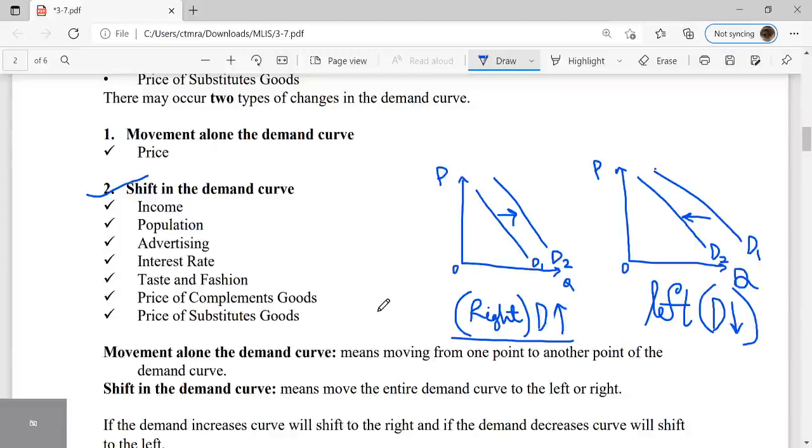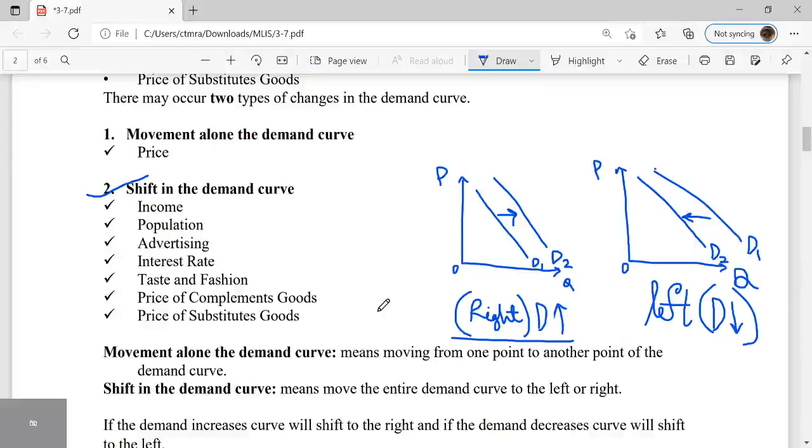Okay. Next, we have price of complementary goods. So complementary goods, or complements, are goods that are used together. Usually, we cannot use them separately, so we use them together. Think about fuel and car. Without a car, what's the use of fuel, and without fuel we cannot use a car, right? So these are complementary, we need to buy them together.